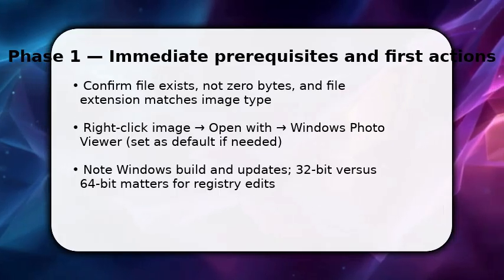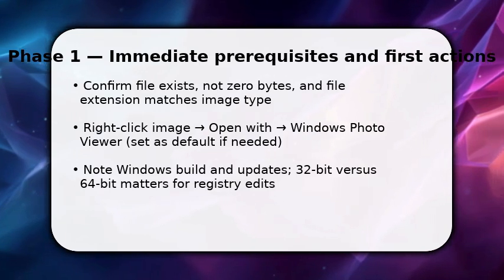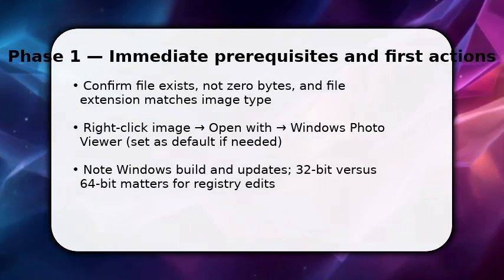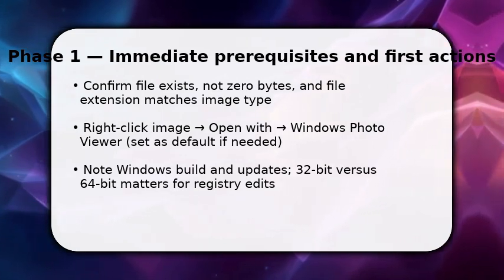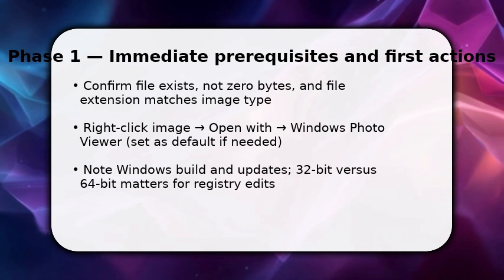You start by verifying the file itself. Make sure it isn't 0 bytes and the extension matches the image format. Next, right-click the picture and choose Open with, select Windows Photo Viewer. Set it as default if you intend to.